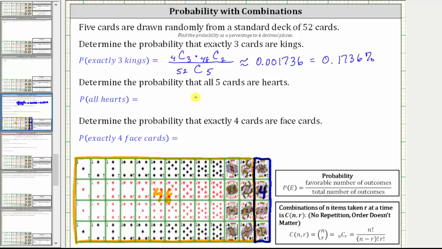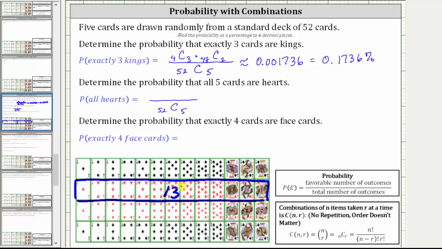Next, we're asked to find the probability that all 5 cards are hearts. And again, the total number of outcomes is going to be 52 choose 5. The favorable number of outcomes is equal to the number of ways we can select 5 hearts from the hearts in the deck. And since there are 13 hearts in the deck, the number of ways of selecting 5 hearts from 13 hearts is 13 choose 5. And this does accommodate for all 5 cards being drawn, and therefore this quotient is the probability.